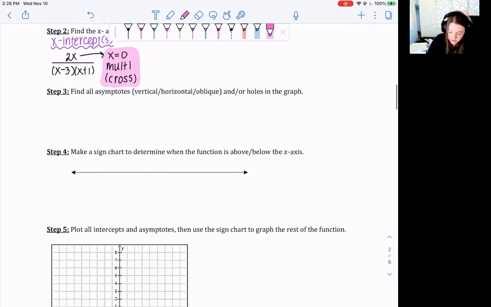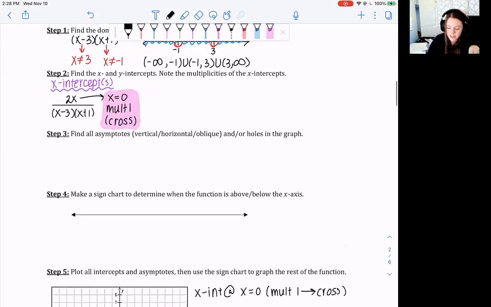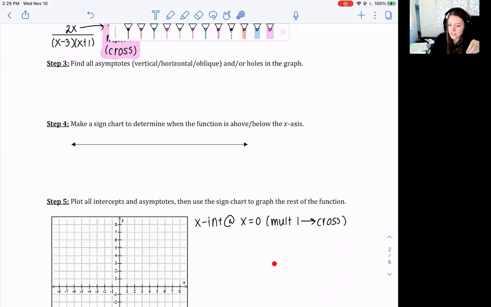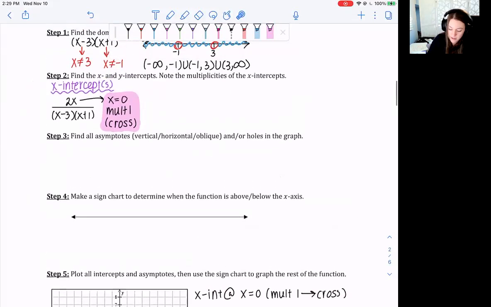Now I'm going to scroll down here and I'm going to write that. I'm going to write x-intercept at x equals 0. It has a multiplicity of 1, which means that we're going to cross the x-axis there. I'm going to write it down there. Every time I do something after the domain, everything in steps 2 through 4, I'm going to be making notes down here for when I go to graph, because I want all that information to be in the same location when I finally graph my function.